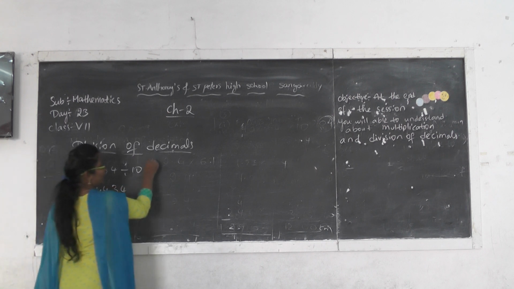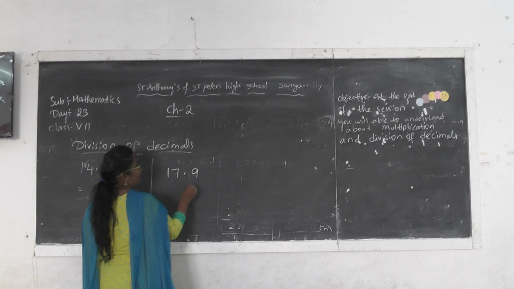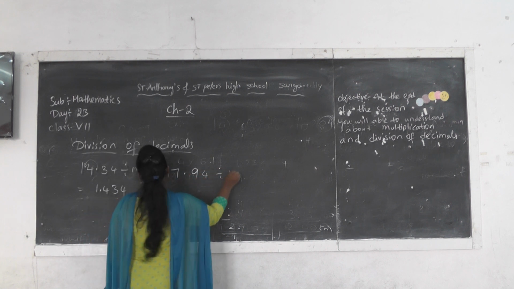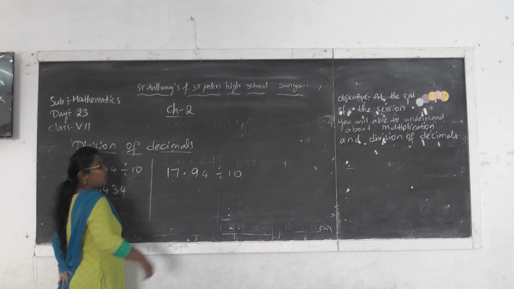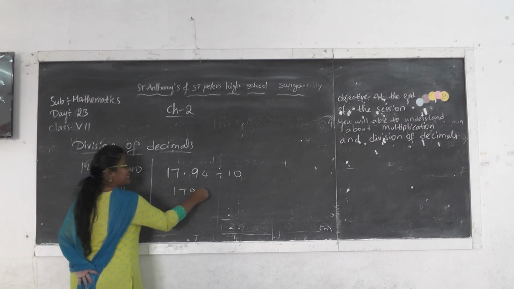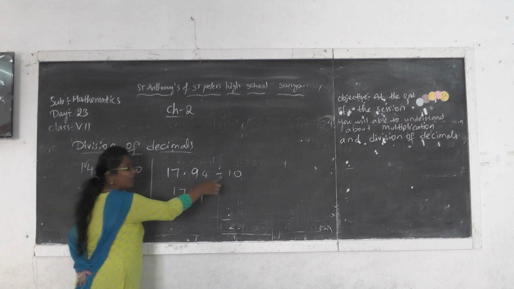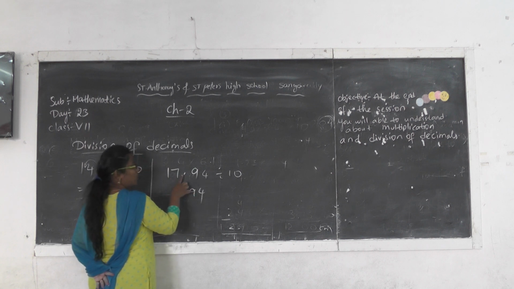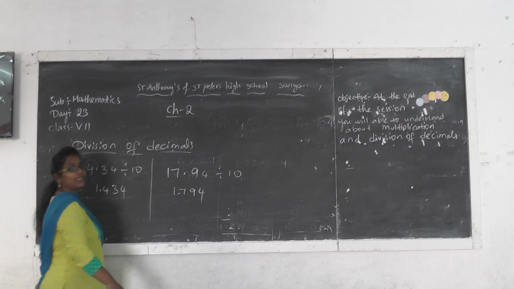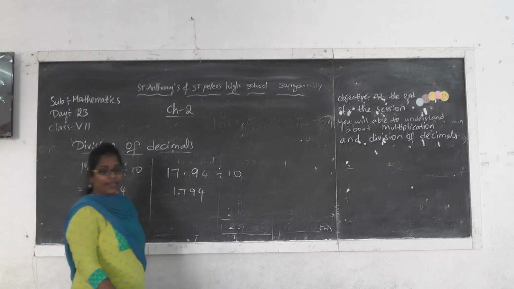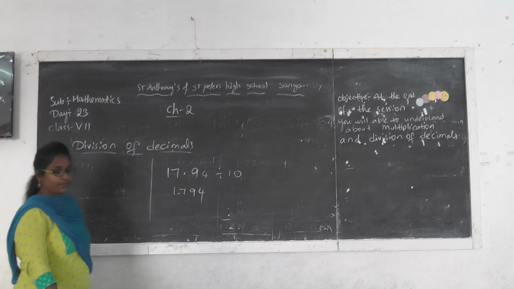Let me explain one more example. 17.94 divided by 10. How do we do this one? First you write the number as it is, 1794. Actually the point is after 7. How many zeros are there? Only 1 zero. So we should come one step in the backward direction. So the result is 1.794. So let me take an example with 100 and 1000 now.